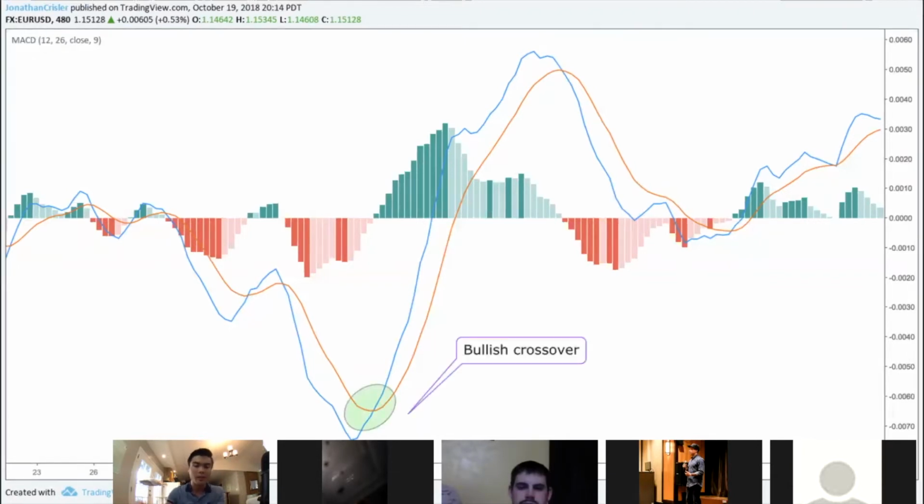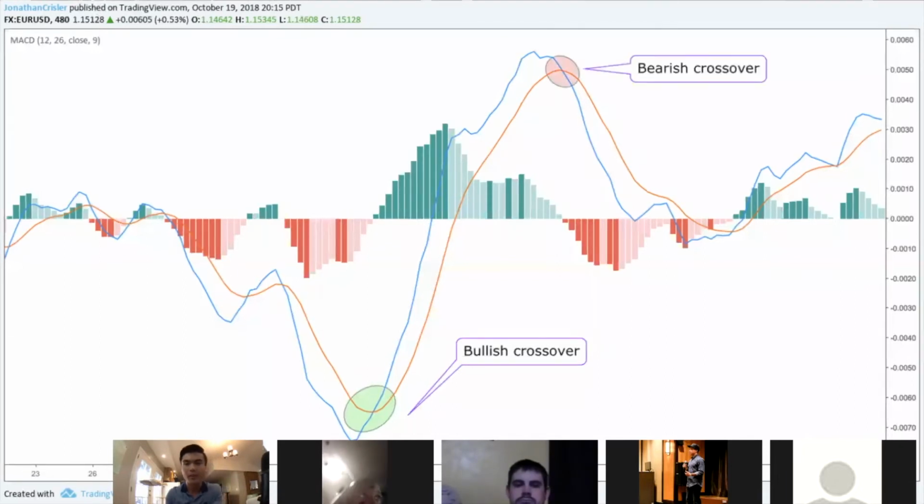So we can see right here, this is called a bullish crossover. We can see that the blue line rises above the red line, telling us that price is now in an uptrend. So it was previously in a downtrend, the crossover occurred, and now we're in a possible uptrend. And then up here, we have a bearish crossover. We can see the blue line going below the red line instead of above it, indicating that price has moved from an uptrend now to a downtrend.